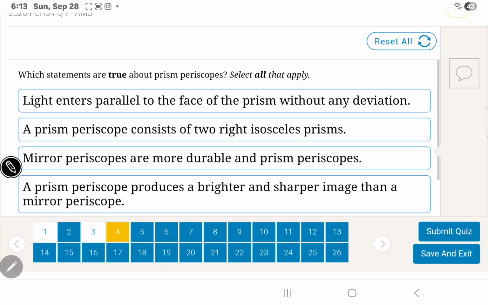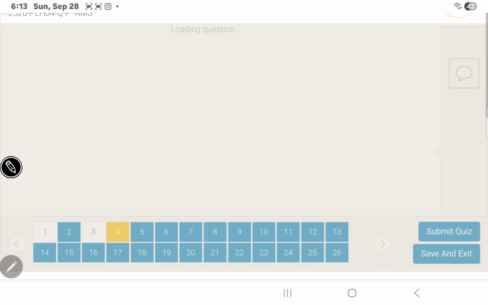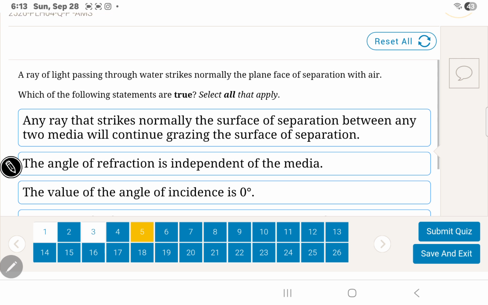Which statements are true about the prism periscope? This is easy. Let's leave it to you. Here, a ray of light passing through water strikes normally the plane face of separation with air. Which of the following statements are true?